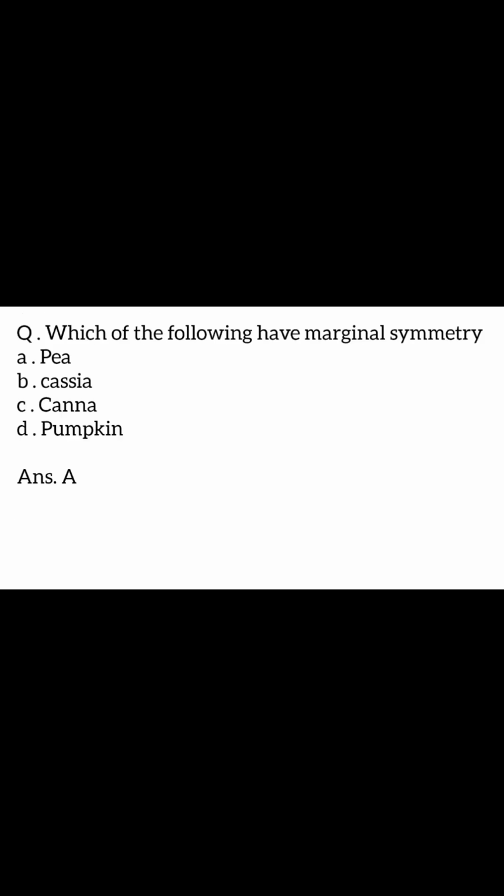Next question. Which of the following have marginal symmetry? Option A, pea. Option B, cassia. Option C, canna. Option D, pumpkin. So the answer of this question is option A, pea.